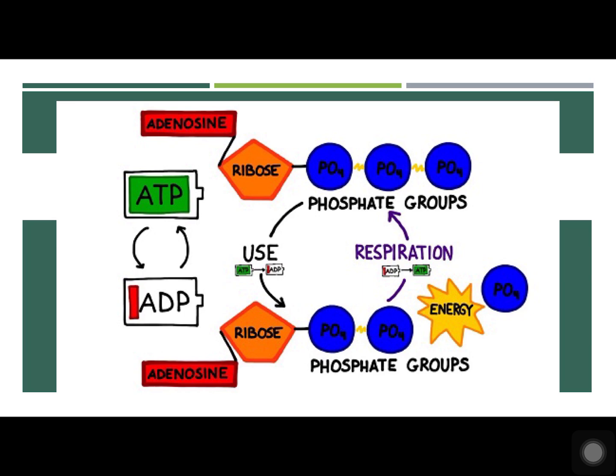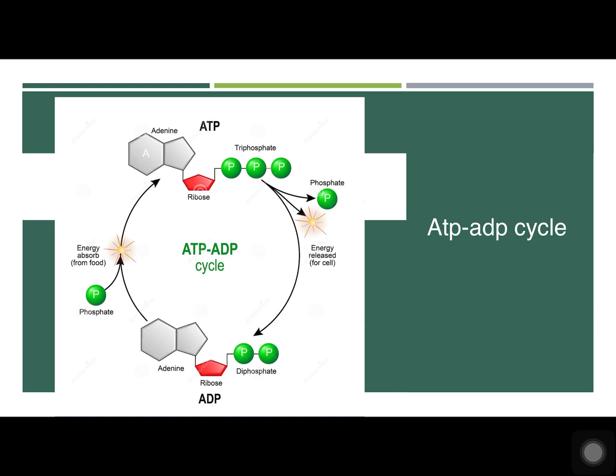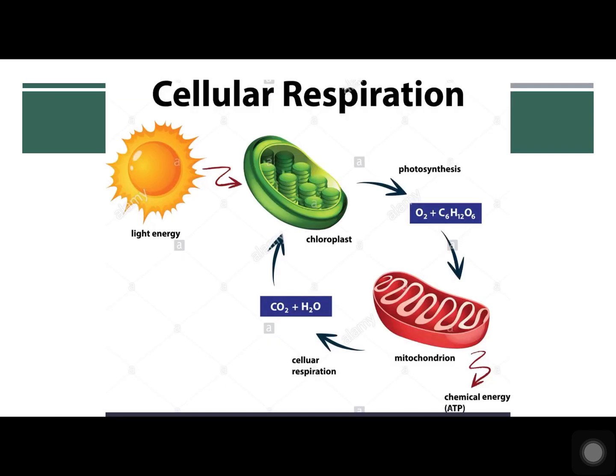The ATP molecule is just like a rechargeable battery. When it's fully charged, it's ATP. When it's run down, it's ADP. However, the battery doesn't get thrown away when it's run down. It just gets charged up again. So as you can see here, when a phosphate group is released, that means energy is also released. When a phosphate group is attached, that means energy is absorbed. This is the ATP-ADP cycle.